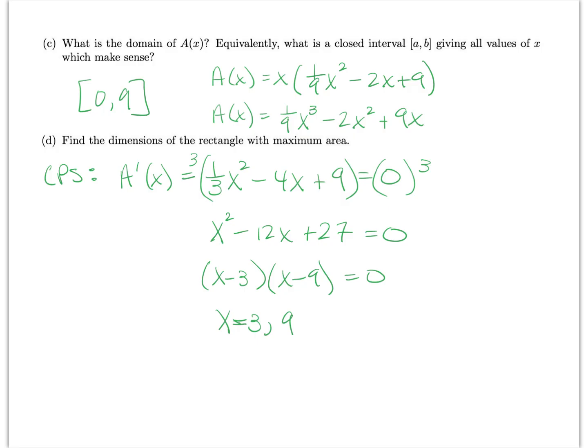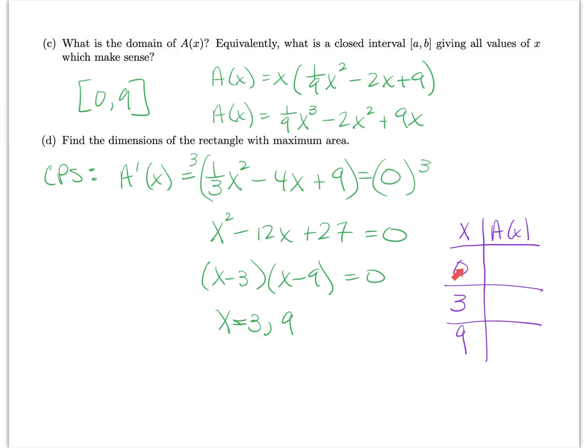Both of which are in the domain 0 to 9, so I need to check out both of them. I'm going to make an XY chart, x and A of x. I'm going to put in the endpoints of the domain and my critical point. I'm only putting in the 9 once, because it's a critical point and it's an endpoint of the domain. We only need to know the y value one time.